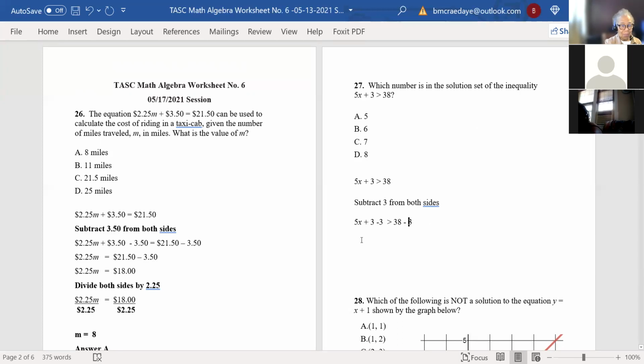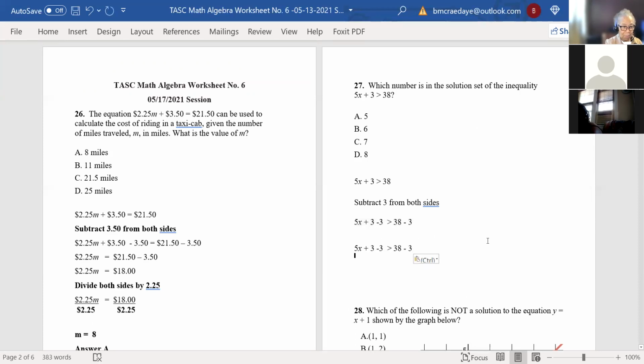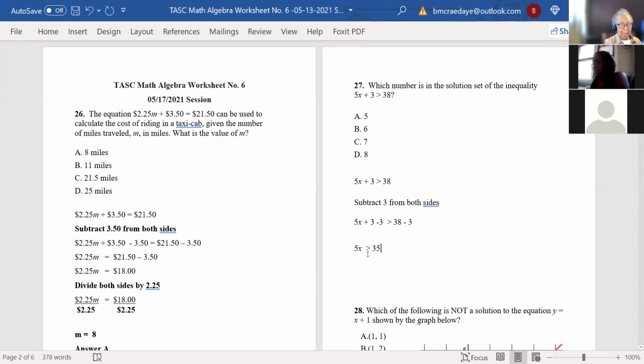Just 5x on the left side. So let's copy that and put our 5x. Plus 3 minus 3 is 0, so let's take that out. That gives you 0. And 38 minus 3 is 35, like you said. Now you ask yourself, what number multiplied by x gives you something greater than 35?